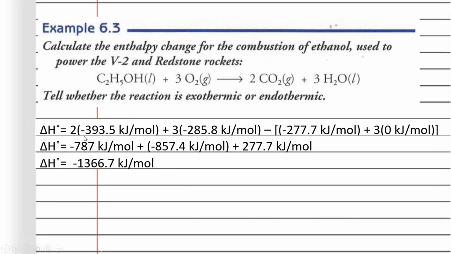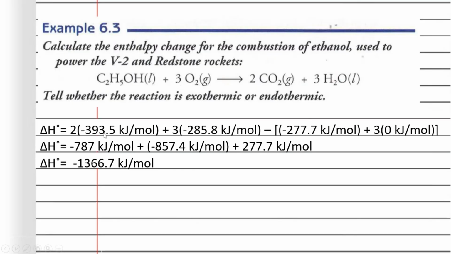Okay. So there are 2 moles of carbon dioxide gas. So here is its enthalpy of formation, plus 3 times the enthalpy of formation of water. So that negative 285.8. Then we're going to subtract the enthalpy of formation of ethanol. And there's only 1 mole, so we multiply by 1. And then note here, the enthalpy of formation of oxygen, that's an element, so it counts as 0. So 3 times 0.